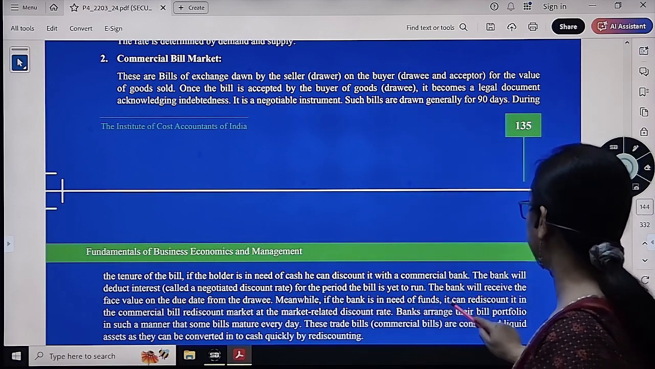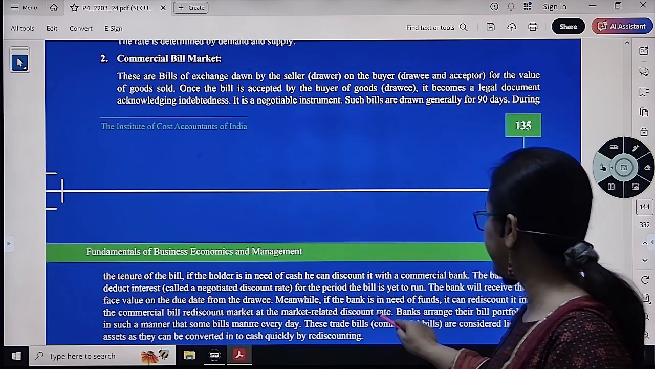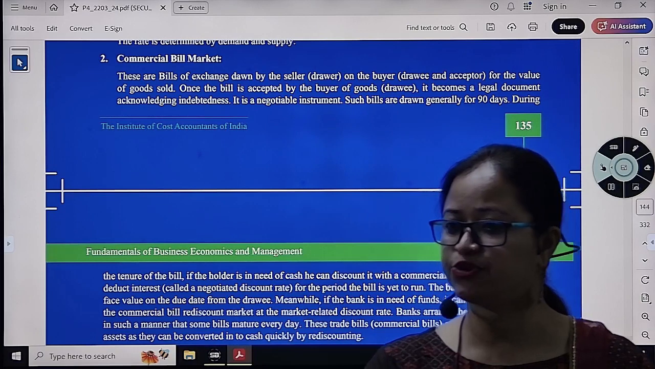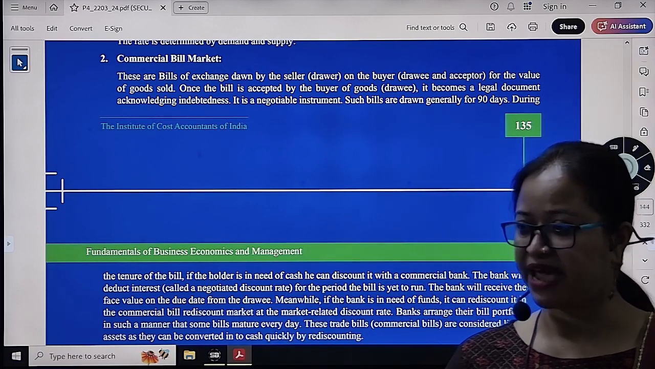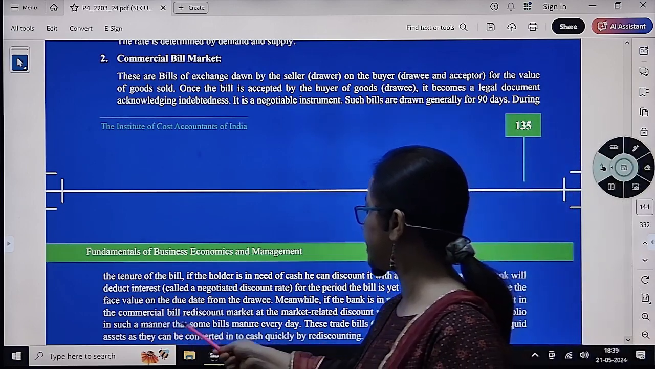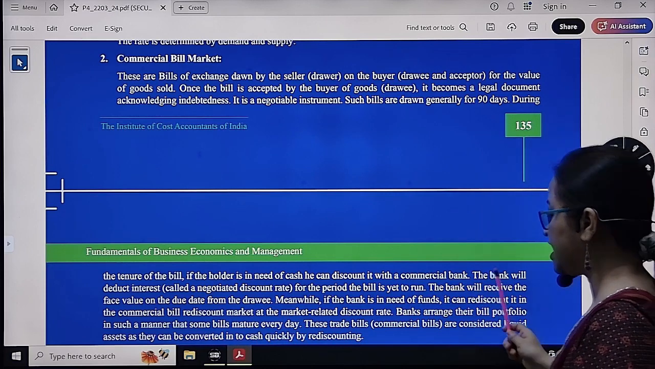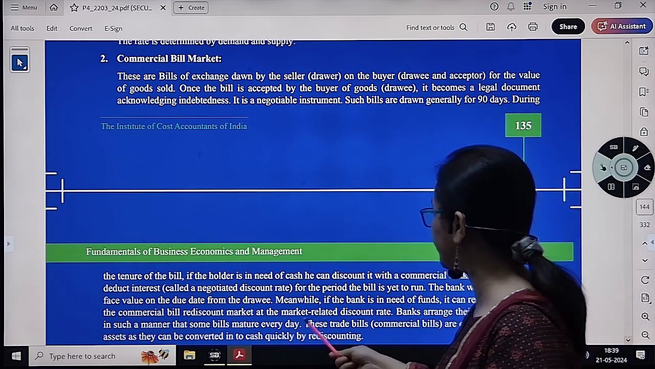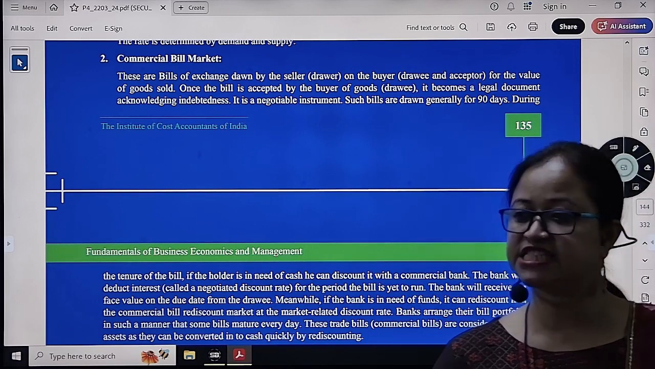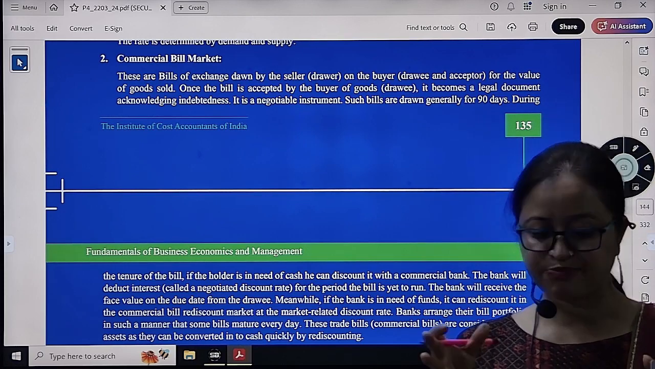Meanwhile, if the bank is in need of funds, it can rediscount the commercial bill in the rediscount market at the market related discount rate. And if the commercial bank requires money before the due date, it can rediscount it. So banks arrange their bill portfolio in such a manner that some bills mature every day. These trade bills, that is commercial bills, are considered liquid assets as they can be converted into cash quickly by discounting. So that's why it is discounted within 1 year very easily, and within a very short period of time this can be rediscounted.